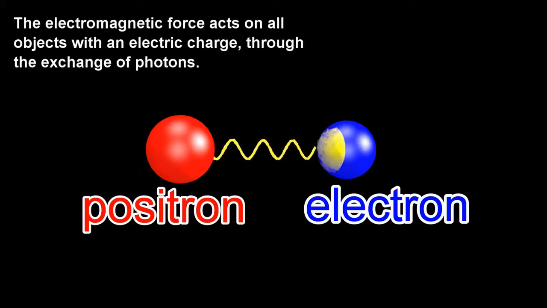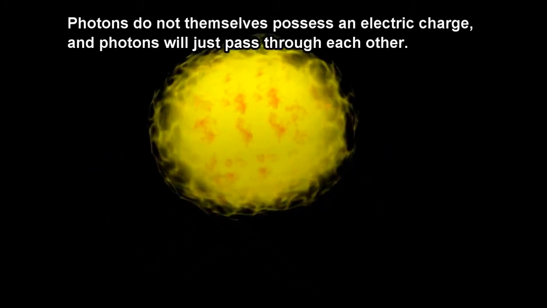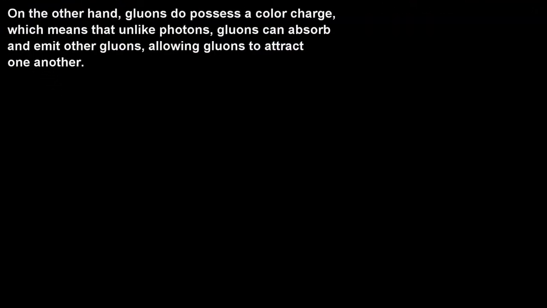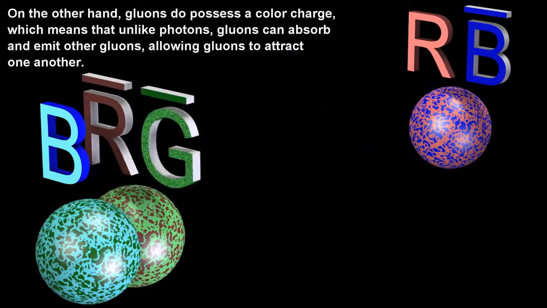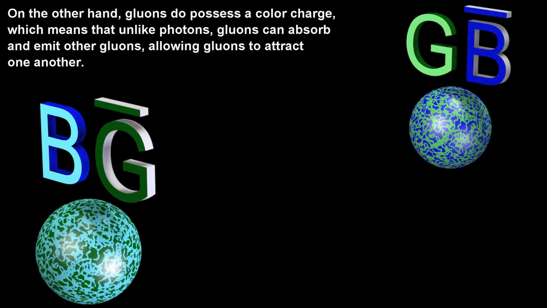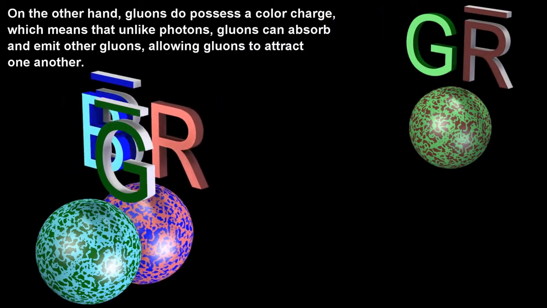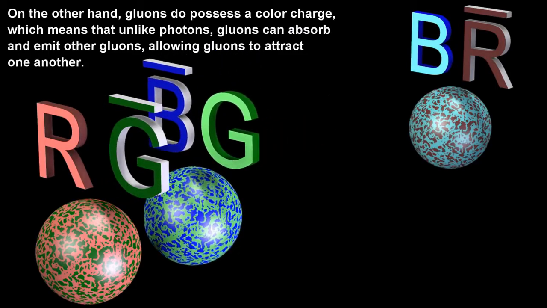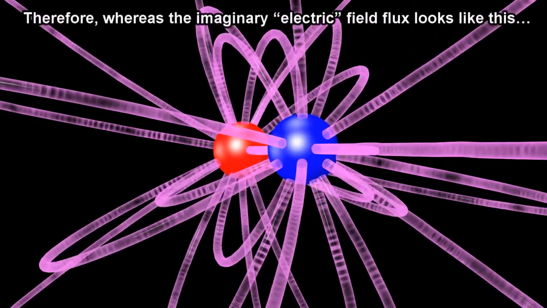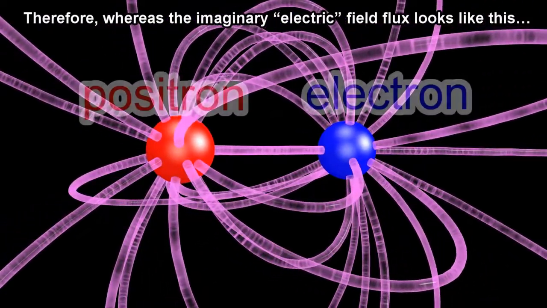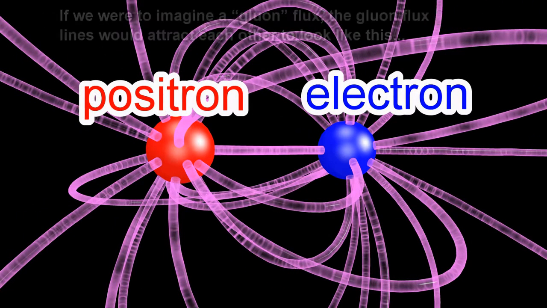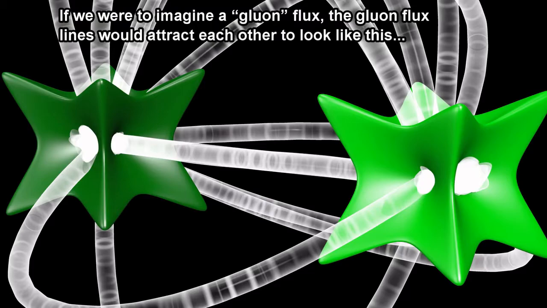The electromagnetic force acts on all objects with an electric charge through the exchange of photons. Photons do not themselves possess an electric charge, and photons will just pass through each other. On the other hand, gluons do possess a color charge, which means that unlike photons, gluons can absorb and emit other gluons, allowing gluons to attract one another. Therefore, whereas the imaginary electric field flux looks like this, if we were to imagine a gluon flux, the gluon flux lines would attract each other to look like this.